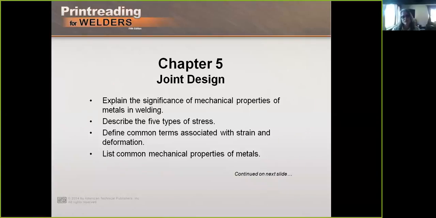We're going to move into Chapter 5 today, which is all about joint design. What we're going to do here is explain the significance of mechanical properties of materials in welding. We're going to talk about 5 different types of stress.